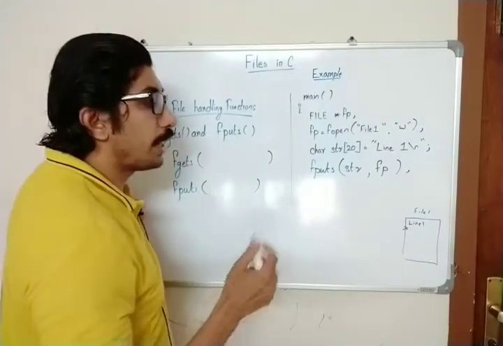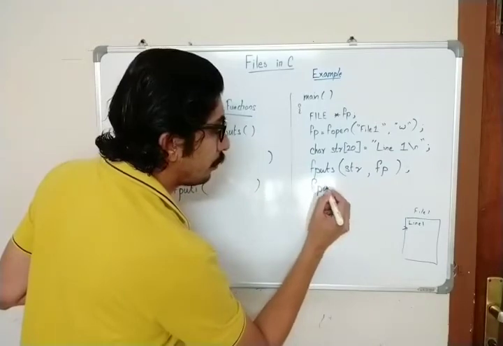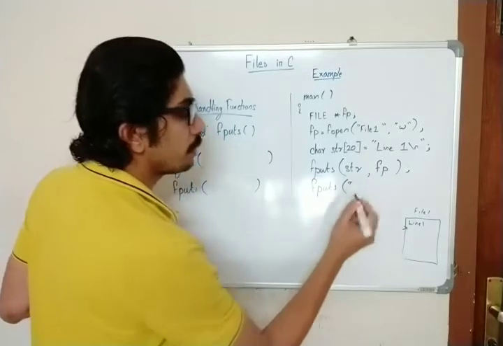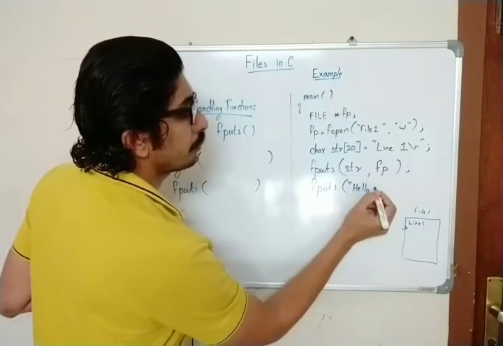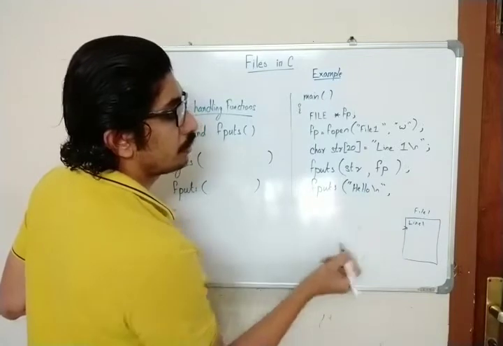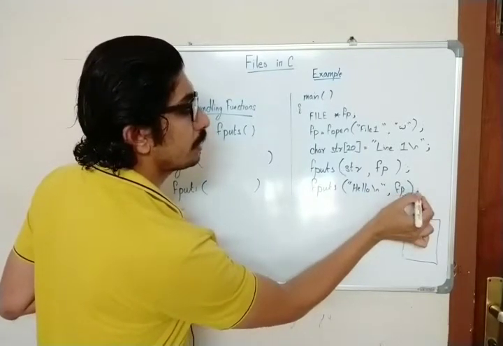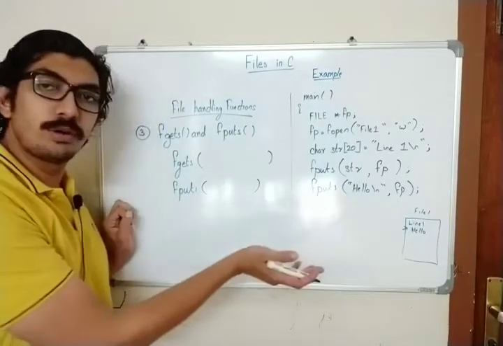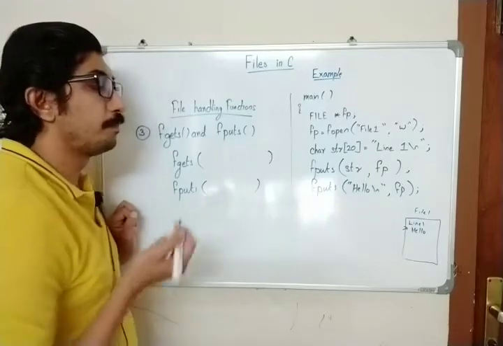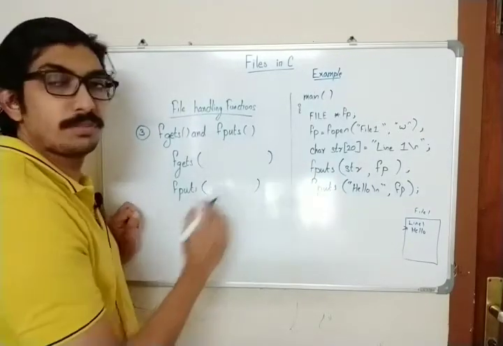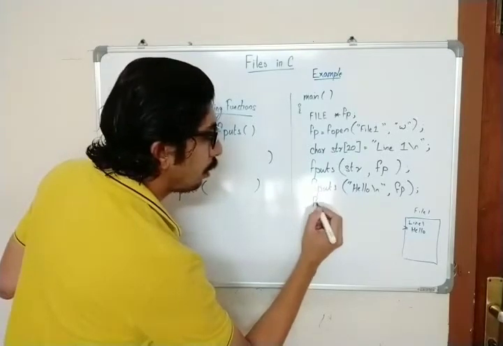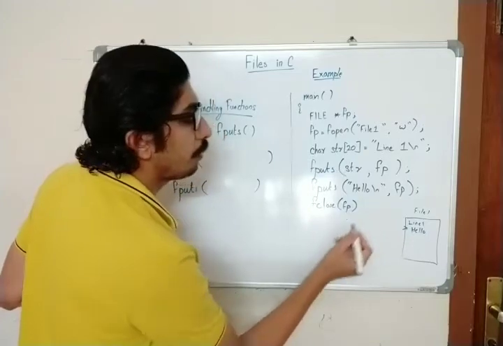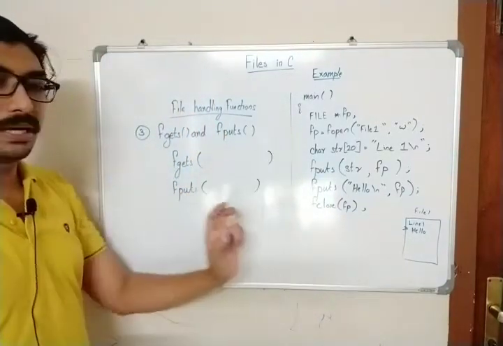Suppose I have to write another line, I can write fputs. Instead of giving a string variable, you can directly give the string in double quotes, say "hello", comma, and where you have to write it: in fp. So the second line will also get written into the file. This is how you can write something onto the file, and after the operation is done, you can close the file using fclose and give the pointer name. So this much will be the writing part.